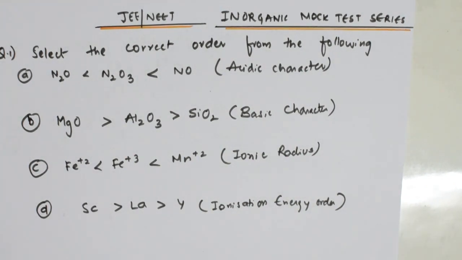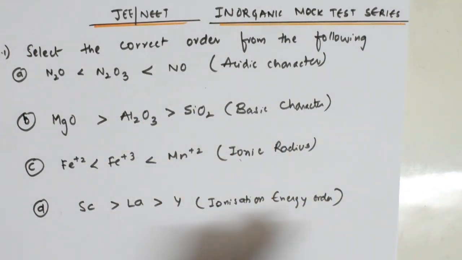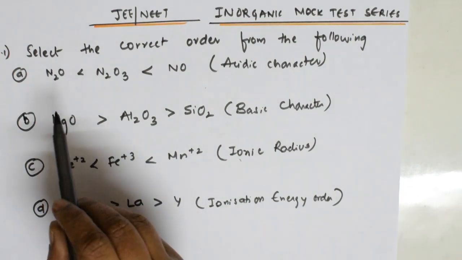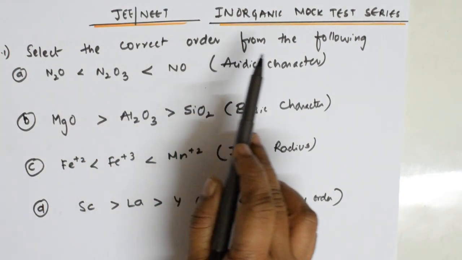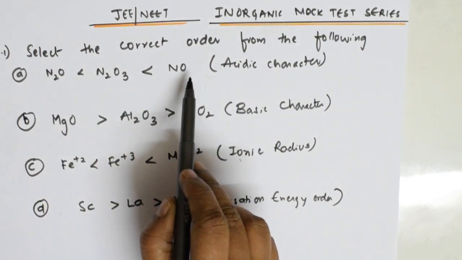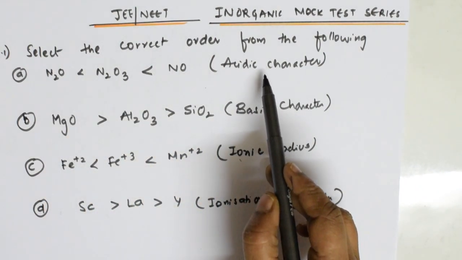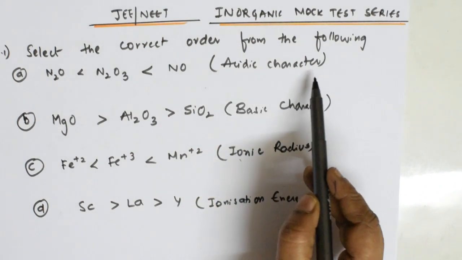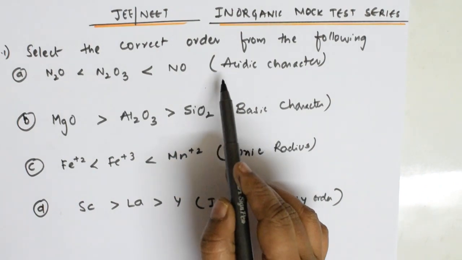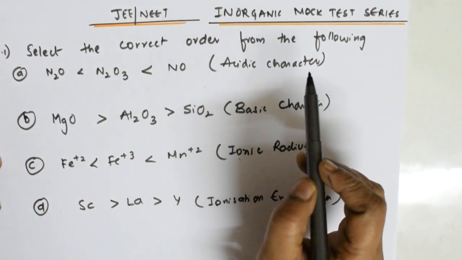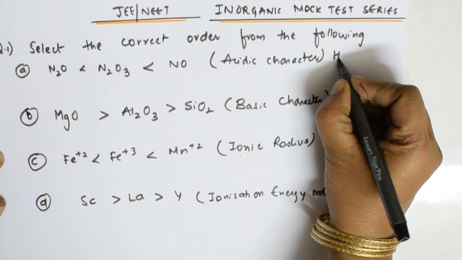Now let's see it. Here there's one very interesting question, and it includes 4 different topics. Let's read. Select the correct order from the following. They have given such an order, and I have to check whether the order is correct based on which character? Acidic character. In acidic character, you should always remember one clue. See here, this is the clue.